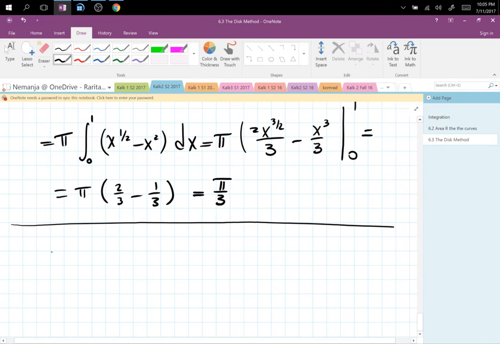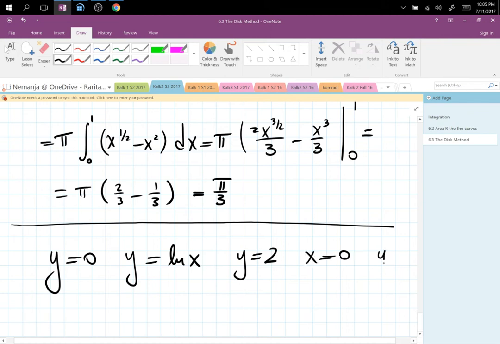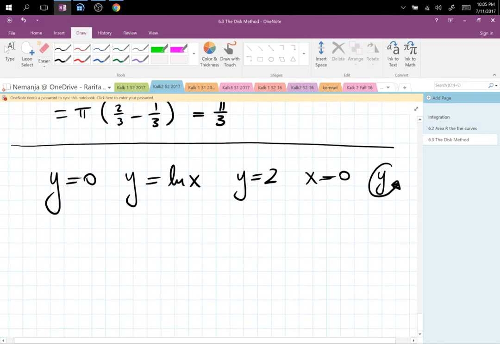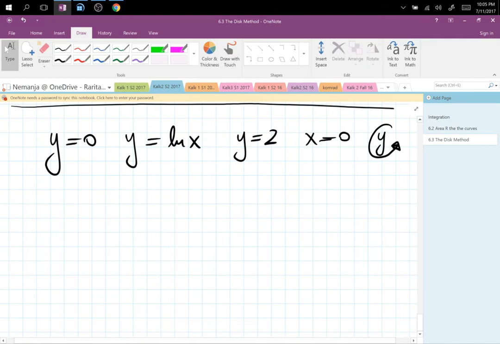All right. y equals 0, y equals ln x, y equals 2, x equals 0. Rotation on y. So try to graph this first. Use all of the bounds to find the region, and then you'll see what happens.